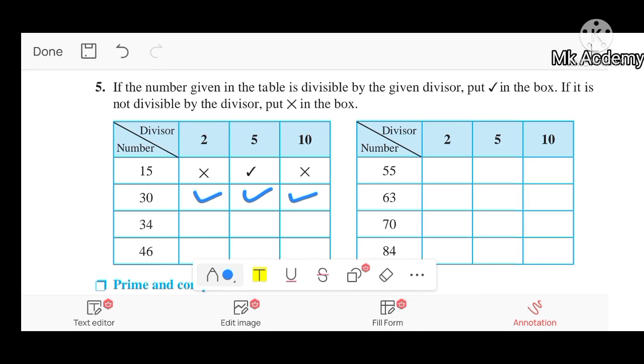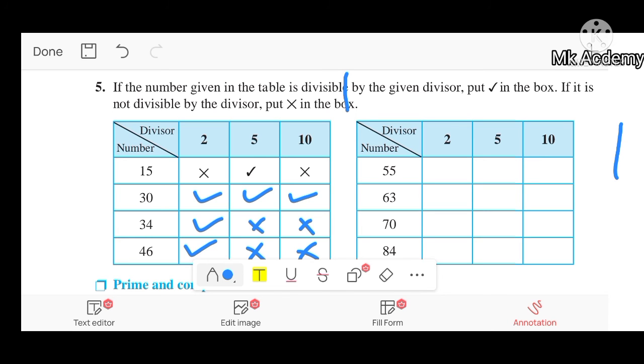Yes, put a right mark. Then 34. Is 34 divisible by 2? Yes. Then 5? No, wrong. Then 10? Wrong. Now 46. Is 46 divisible by 2? Yes, then put a right mark. Then is 46 divisible by 5? No, then put a cross mark. Then 10? No, put a cross mark.